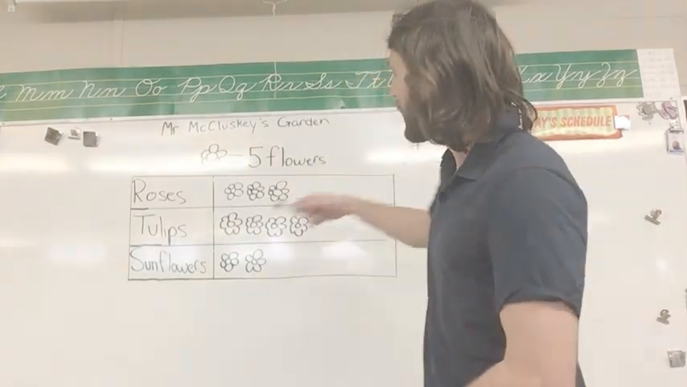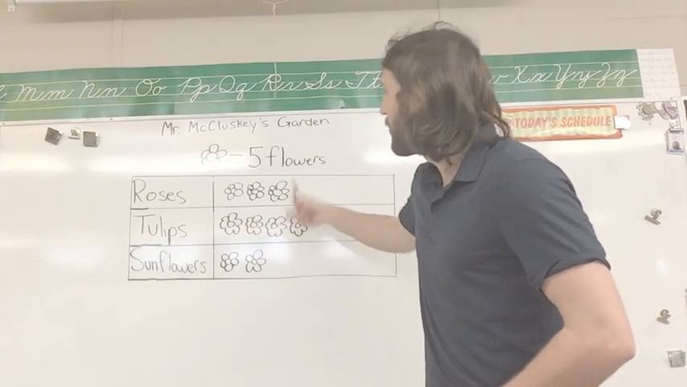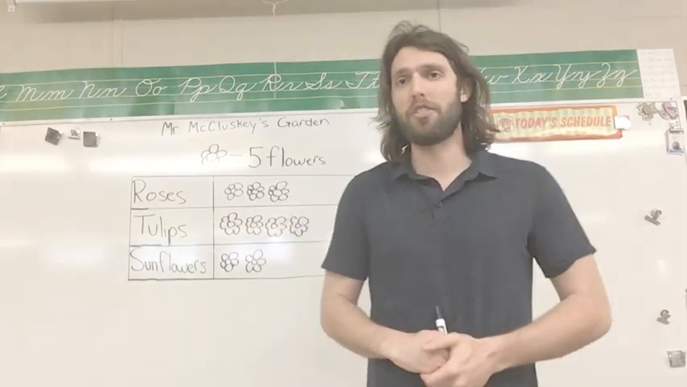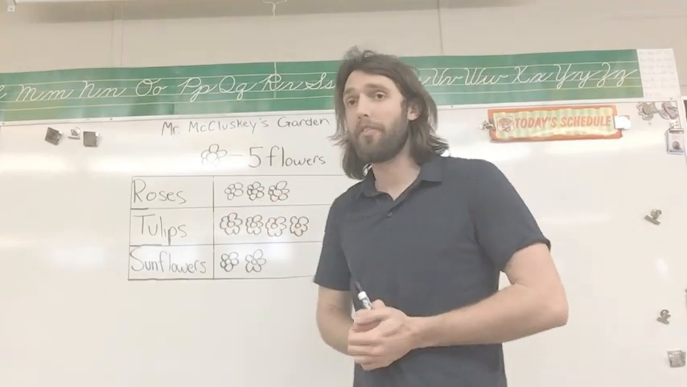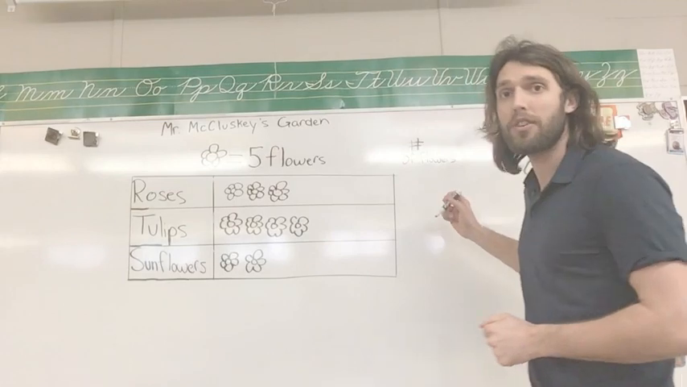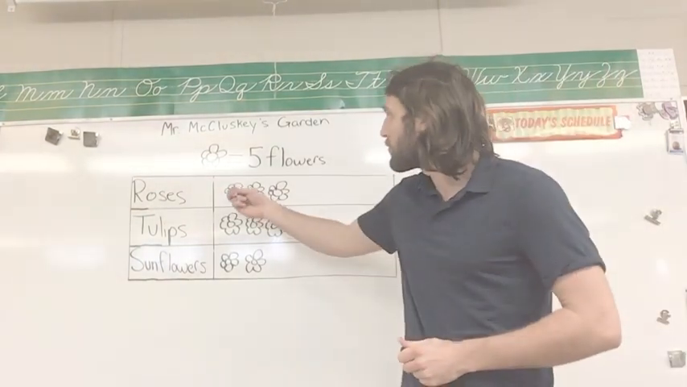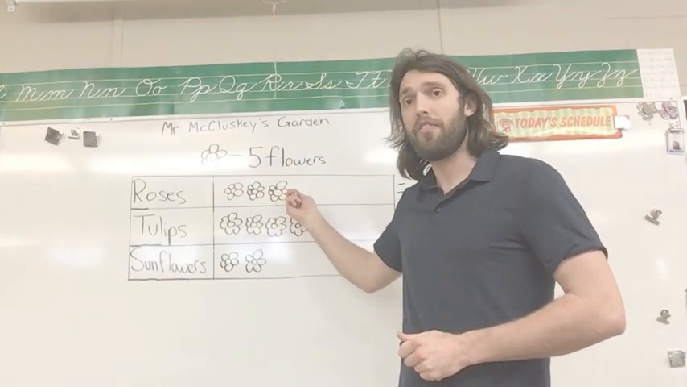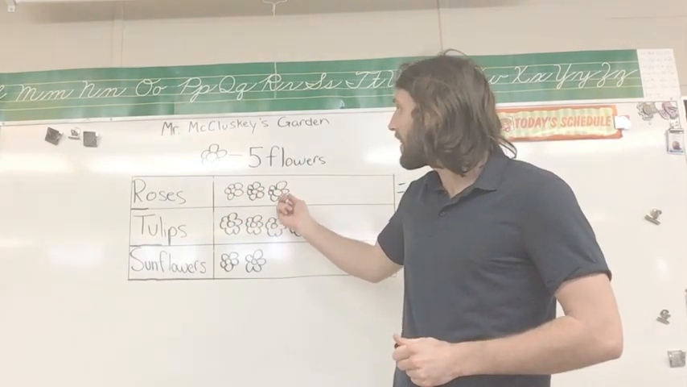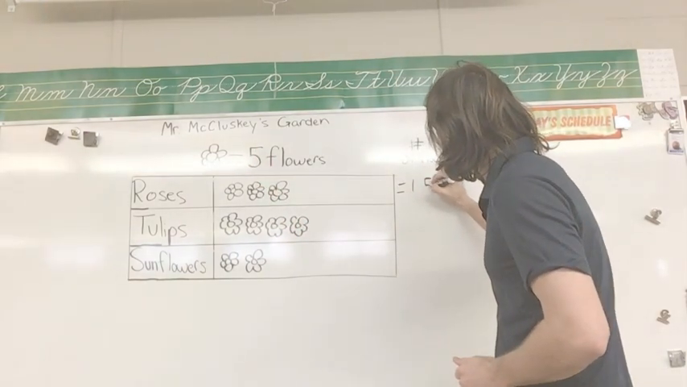So if we're looking at the roses, right here we have 1, 2, 3 flower symbols on the chart. But if each one of these equals 5 actual flowers, how many flowers do you think we're actually going to have that are roses? So, let's count. This one is 5, this one is 10, and this one is 15. So in reality, we have 15 roses. So I'll write that here.